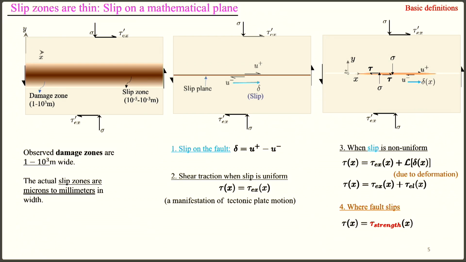And the closure condition for when a fault slips: one closure condition we can put is simply that the stress at the interface is equal to the strength of the interface. In this case, maybe it's purely frictional.